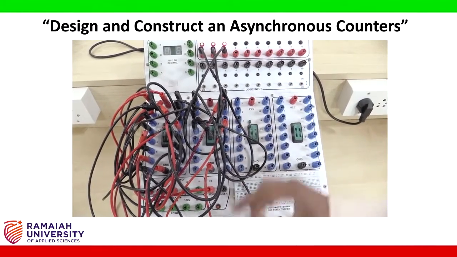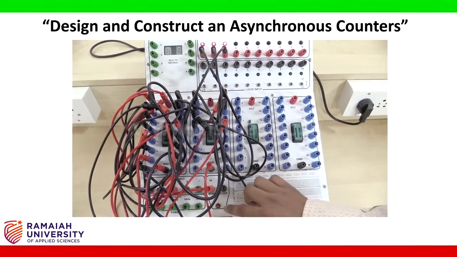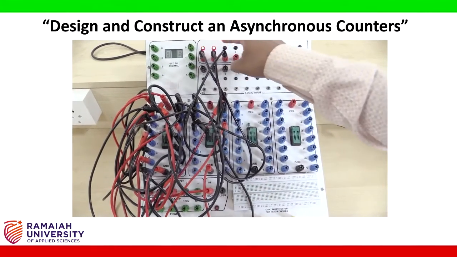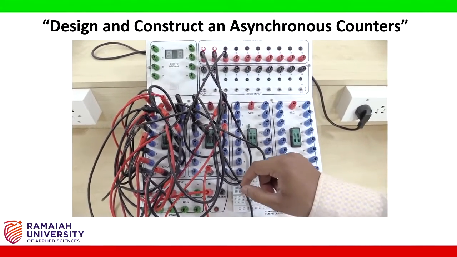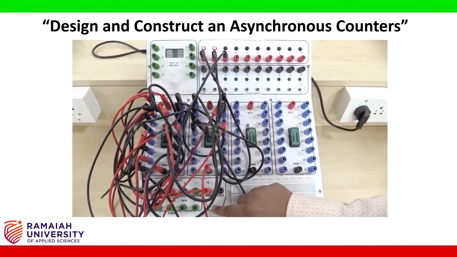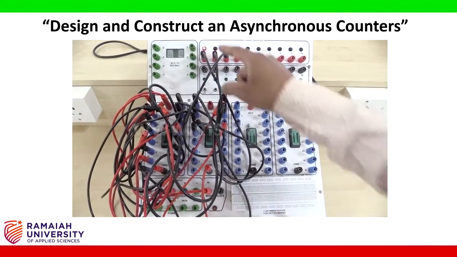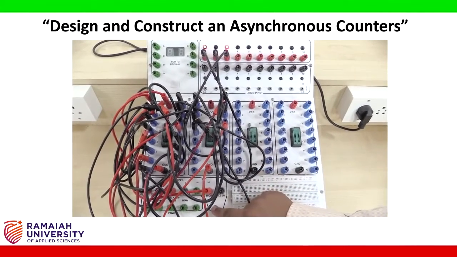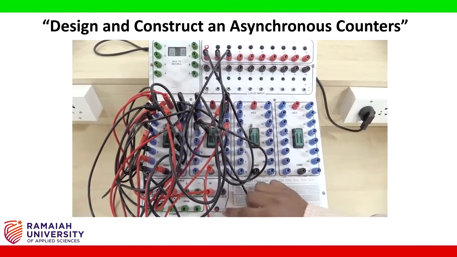For the next clock pulse it should become 6. So let us check it. I'm giving the clock pulse. You can see the output has been decreased by one number from 7 to 6, that is 1 1 0. For the next clock pulse it should decrease by one number again. So it has decreased by another one number. For the next clock pulse again it has become 4.